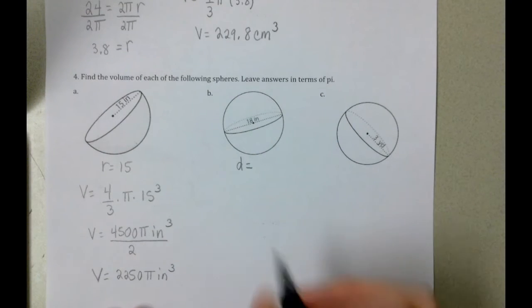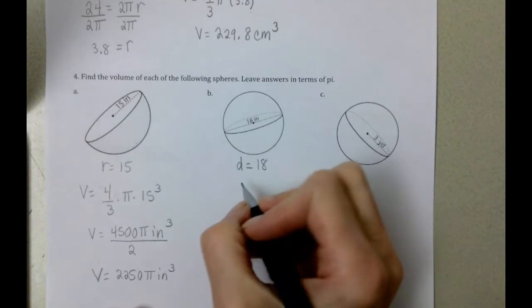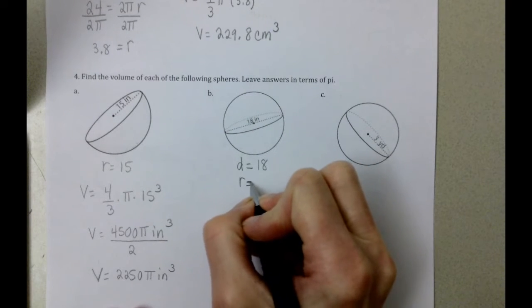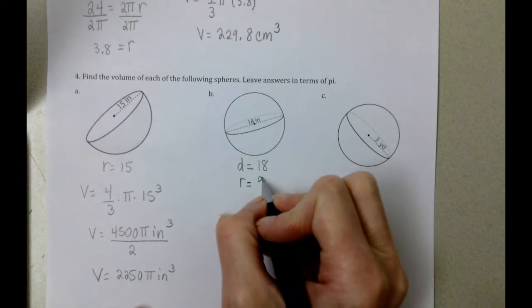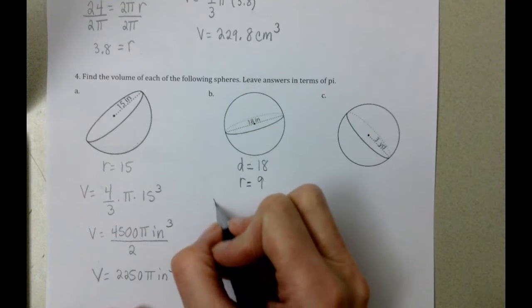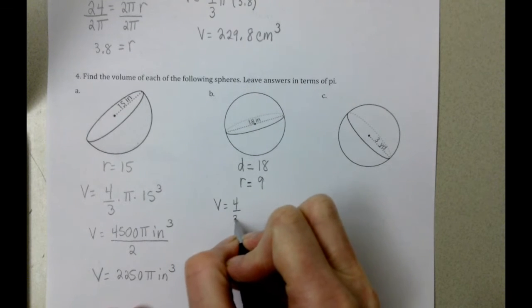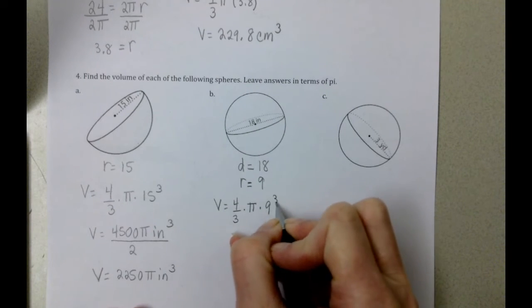Now we can go to letter B, and letter B does have a diameter of an entire sphere. So the diameter is 18, but hopefully what we recall as we've been working through this unit is the radius is half of that value, which is the 9, and then we can fill in our formula, which is going to be 4/3 times pi times 9 cubed.